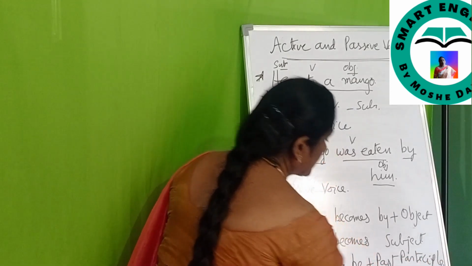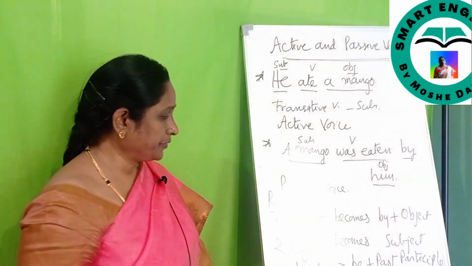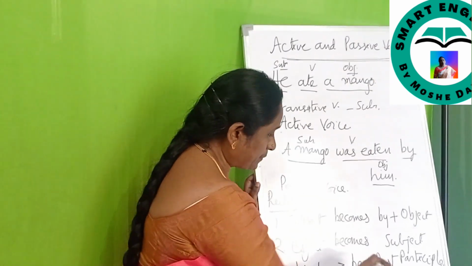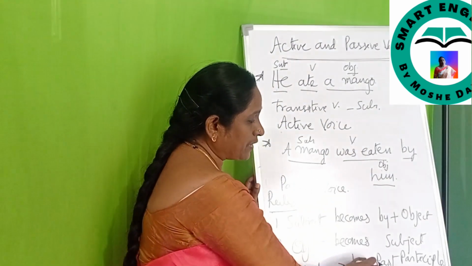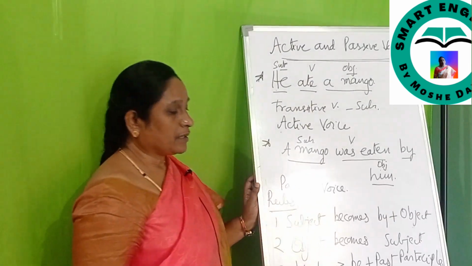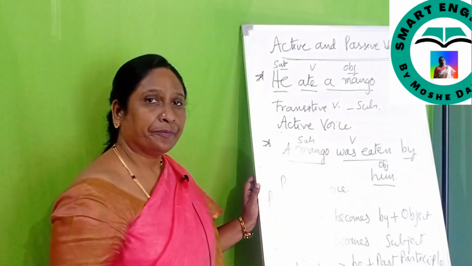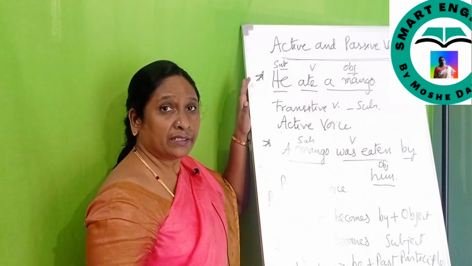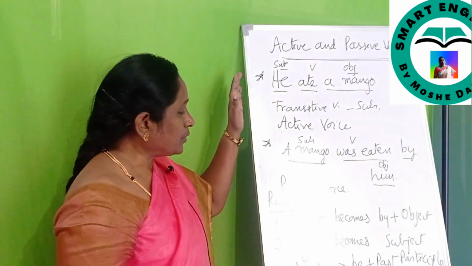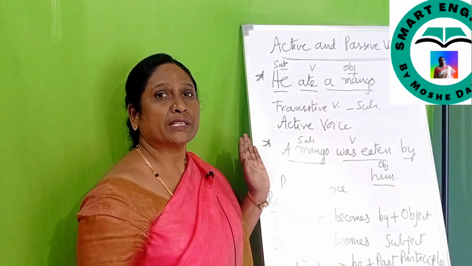Be form plus past participle. Okay. Be form plus past participle. Verb becomes, that is, be form plus past participle. Okay. Now you see this. Now look at these two sentences, how the changes took place.